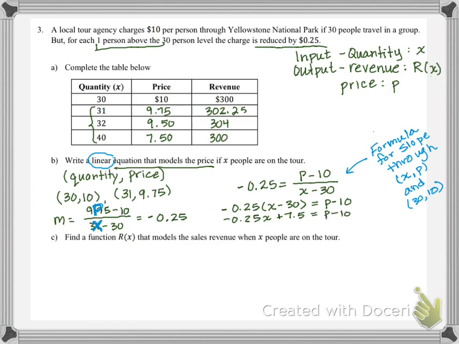And then we want to solve for P because we want our equation to give us the price. So we want P to be alone. So we have negative 0.25x plus 17.5 equals P.